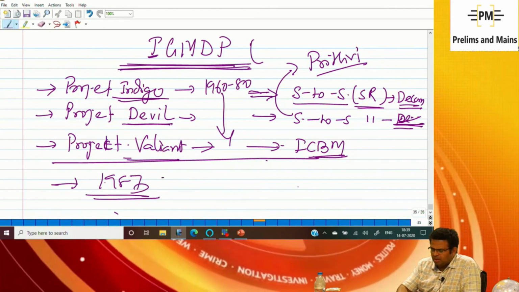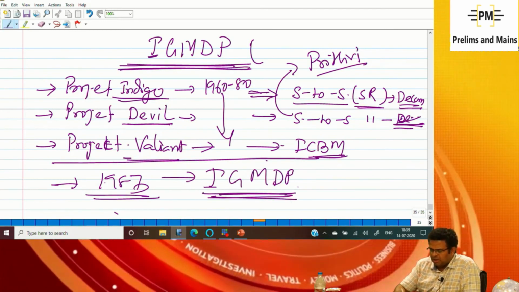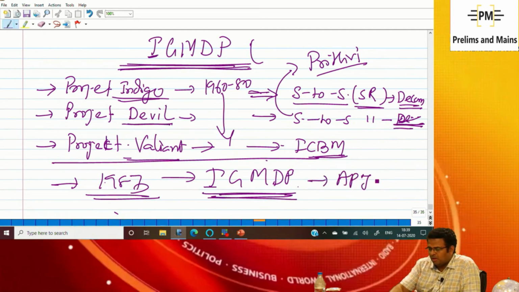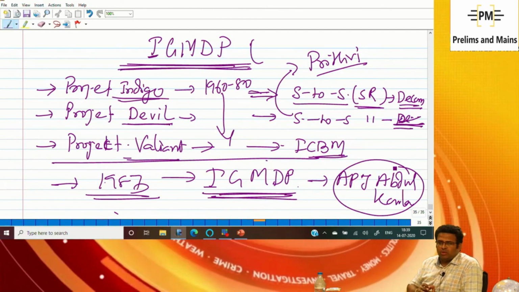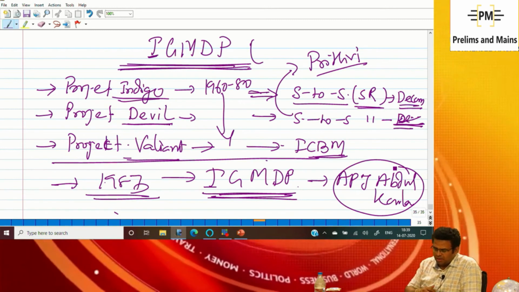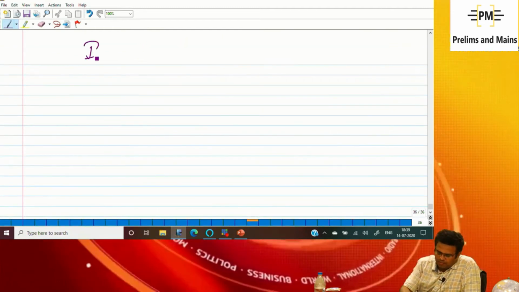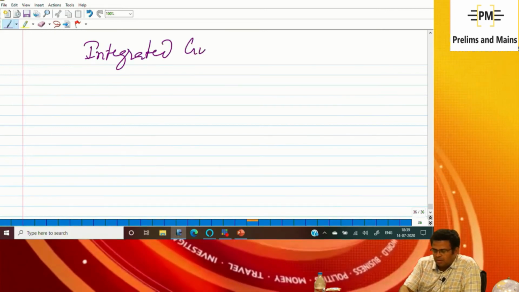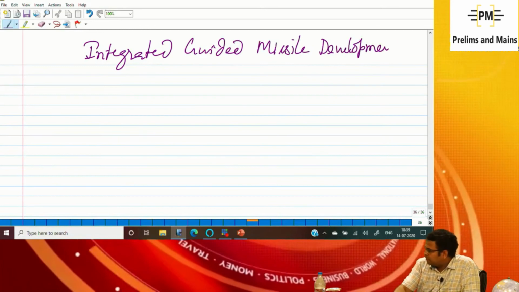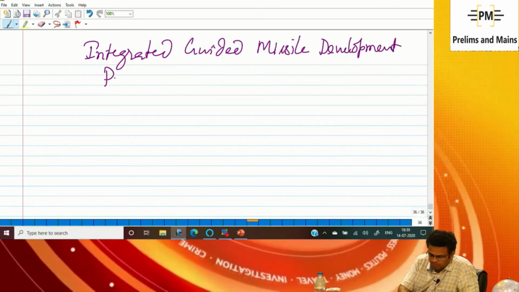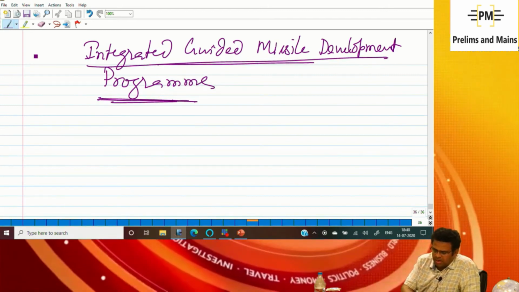In 1983, all these programs came under the integrated guided missile development program, run by APJ Abdul Kalam, who was the head of it. By 1980, India had the SLV-3, meaning it knew how to launch a rocket. So from 1983, India started the integrated guided missile development program.